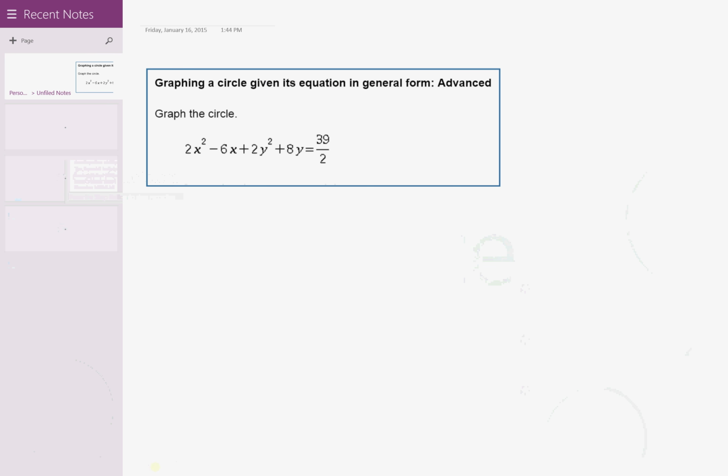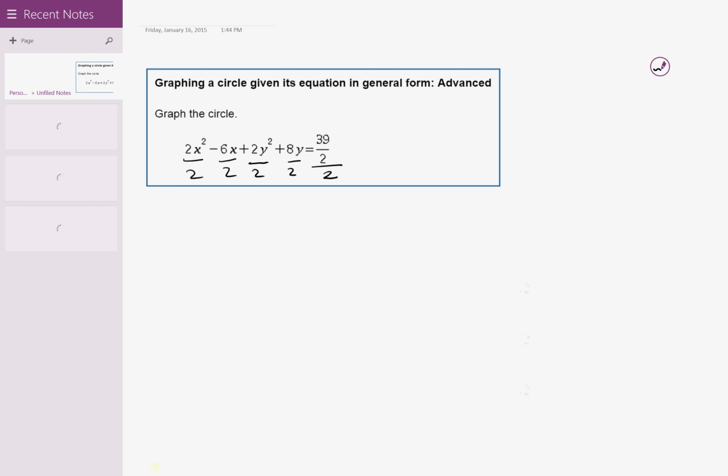We want to graph a circle given its equation in general form, and this time we're given an equation that has to be simplified a little bit before we can really recognize it as the equation of a circle. Here we have a 2x squared and a 2y squared, which means we can divide this entire equation by 2. A circle must have a leading coefficient of 1 on both the x squared and the y squared. So we're going to divide everything in the entire equation by 2.